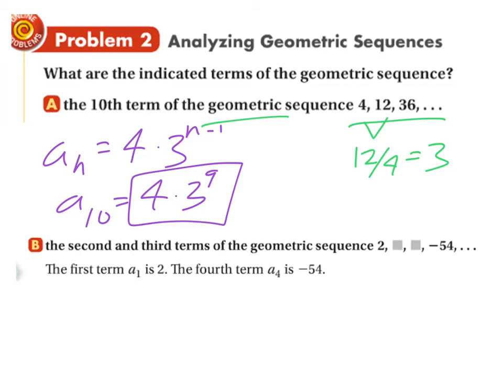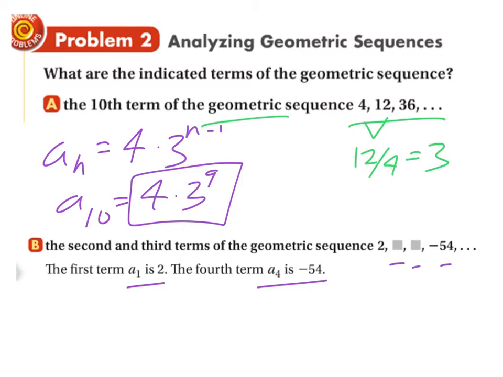The second one, now we've got the second and third terms of this geometric sequence missing. So we've got 2, blank, blank, negative 54. And again, they give us the first term and the fourth term. This is very similar to how we handled the same sort of problem in arithmetic sequences.